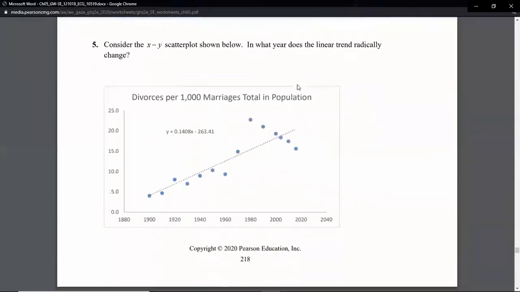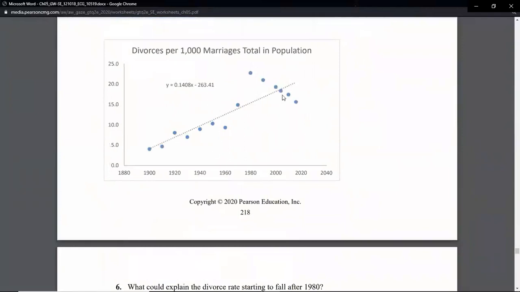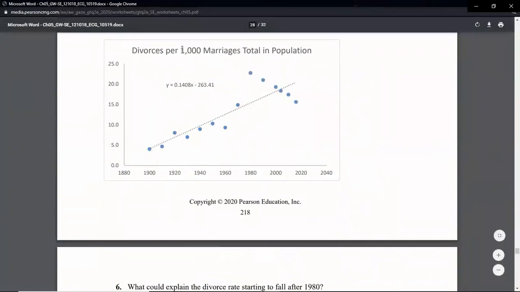Then they show this scatter plot. Like I said, I'm just really quickly addressing this because it's one of my favorite activities, but it's long to talk about. So this is the divorces per 1,000 marriages total in the population. And this is ranking divorces per 1,000 marriages. So it's a ratio of divorces to marriages.